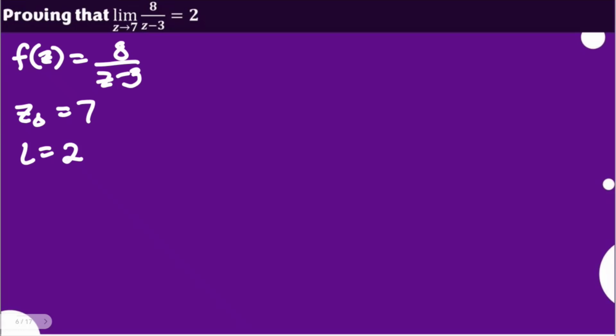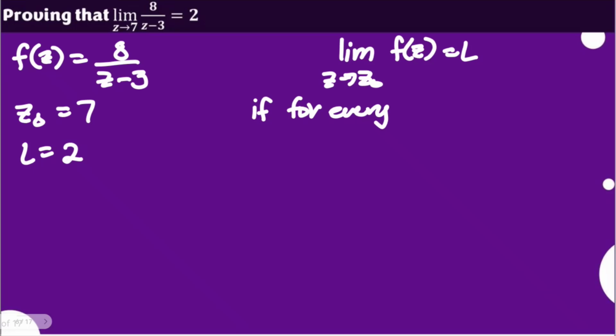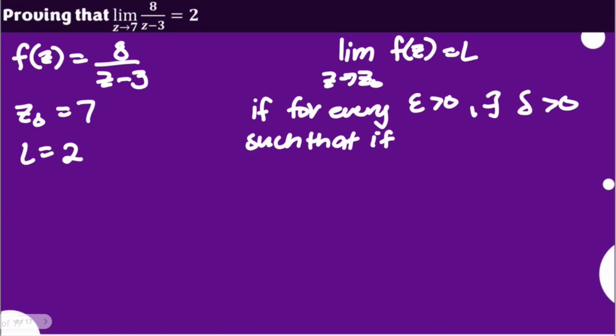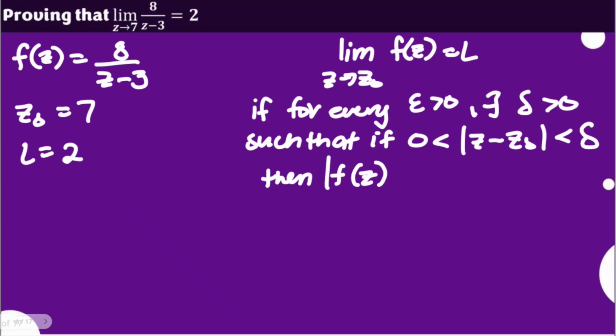All of these entries will be used later on as part of our definition. The definition says that the limit of f of z as z approaches z sub 0 is equal to L if this is satisfied: for every epsilon greater than 0, there exists a delta, no matter how small, greater than 0 as well, such that whenever the absolute value, or the distance, from z to z sub 0 is greater than 0 but less than delta, then the absolute value of the difference of f of z and the limit L is less than epsilon. So our goal is to show this to be true.